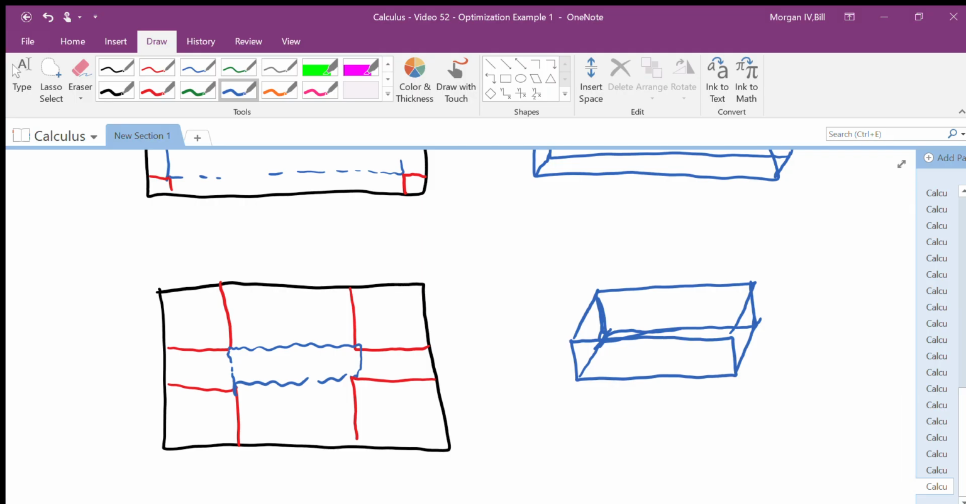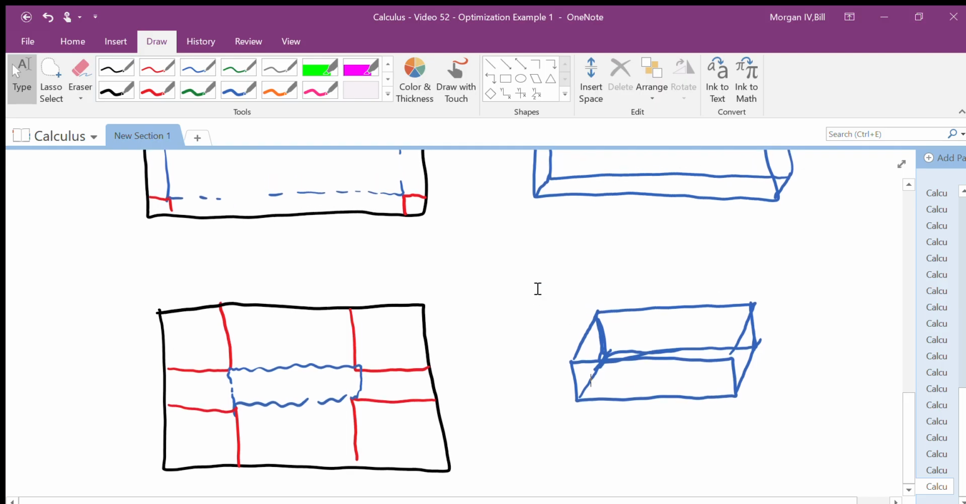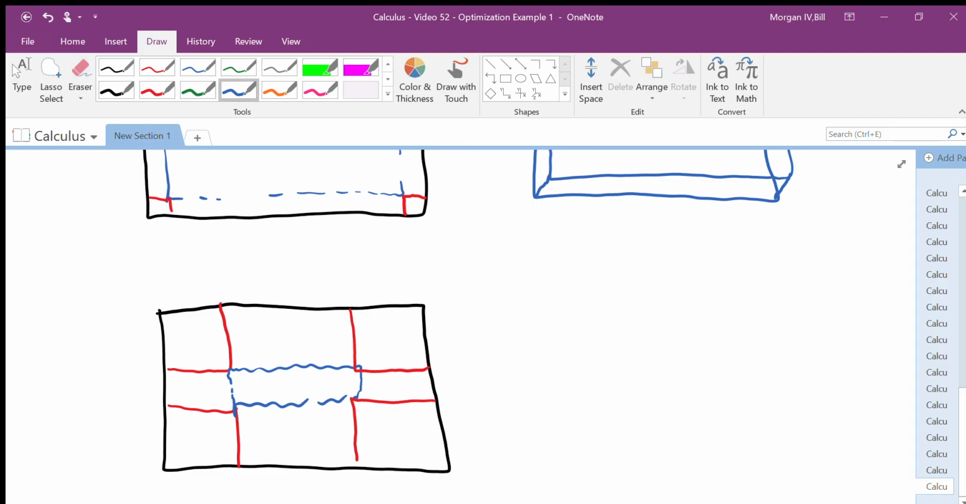My guess is it's somewhere in between these, where you want to cut out a large enough square to where you get some height for your box, but not so large that you end up making your base too small, where you have a larger height, but the base is smaller. Didn't like my picture. I'm just going to try drawing it one more time.